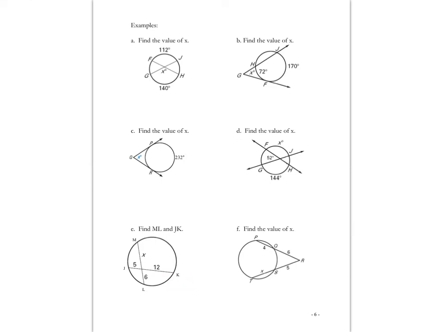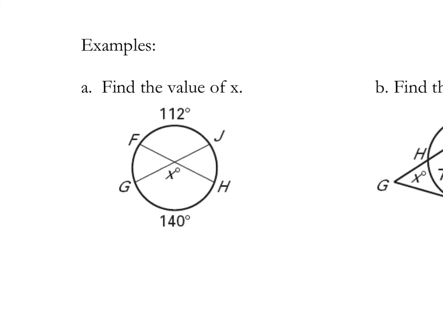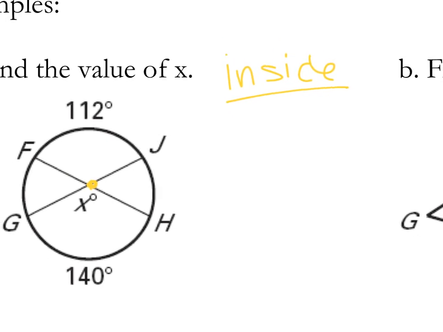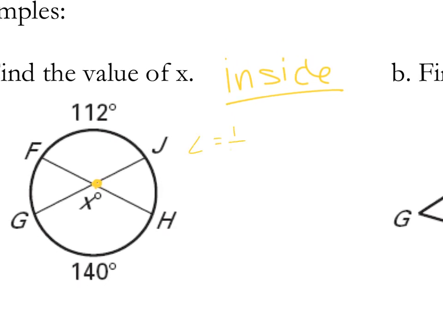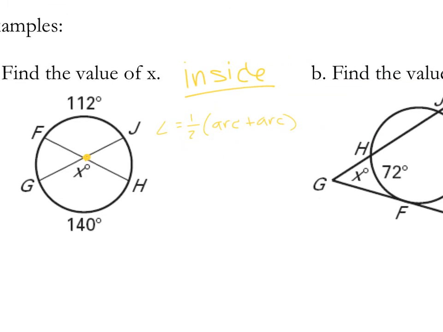Now let's practice some. Okay, so here, first we are going to locate the vertex. The vertex is inside. So I know that it's arcs and angles, so I always start with my angle equals 1/2 and then arc plus arc. And that's how I set up my problem. So now all I need to do is plug in every piece. So my angle is x equals 1/2, and then you can add in any order, so it doesn't matter which order you add in.